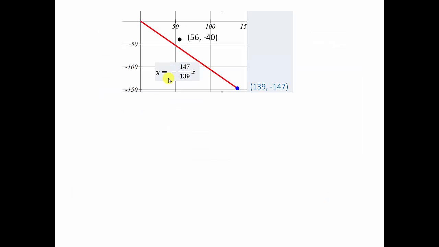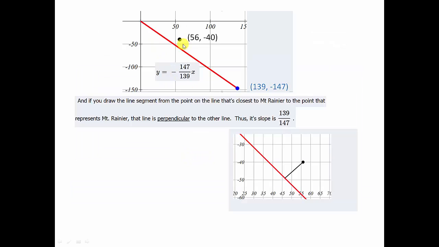And now the next thing we do is draw a line. We want to see how close this is. If we just eye it, right here is about as close as we've gotten to Mount Rainier. And of course that's a perpendicular line. Kind of here's the zoomed in picture.